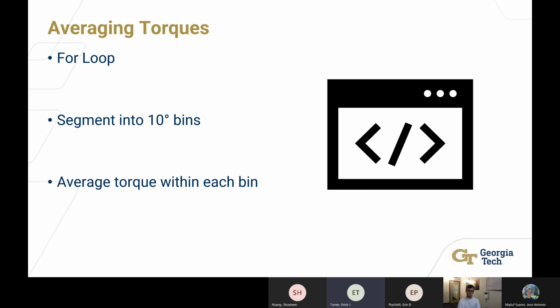To average torque values into 10-degree bins, a for loop is used. The first step in each loop determines the indices correlating to the start and end of the current bin. The next step is to grab the torque values corresponding to the indices found in the previous step. Lastly, these values are averaged. Thus, we have one average torque value for each bin. This whole process is important in determining work values using the Riemann sum method.